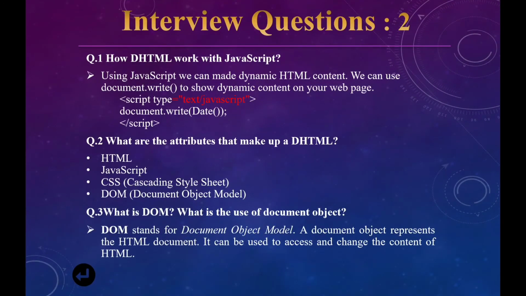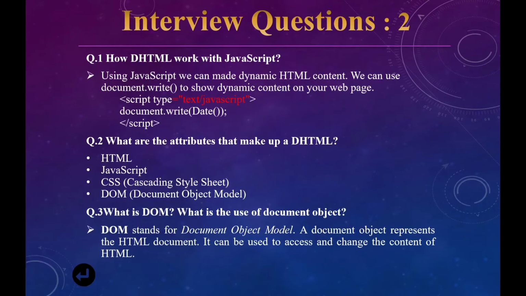Here are some commonly asked questions in interviews regarding DHTML. How does DHTML work with JavaScript? Using JavaScript, we can make dynamic HTML content. We can use the document.write operation to show dynamic content on your web page. We wrote the date function in document.write so it displays the current date present in your system.